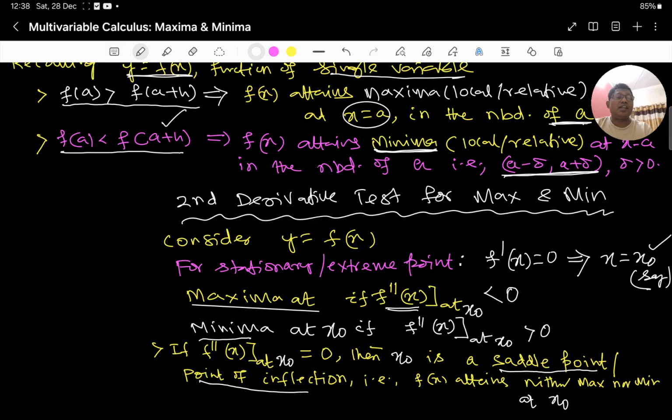Now we will extend this concept for function of several variables, for 2 variables, for 3 variables, and in general for several variables.